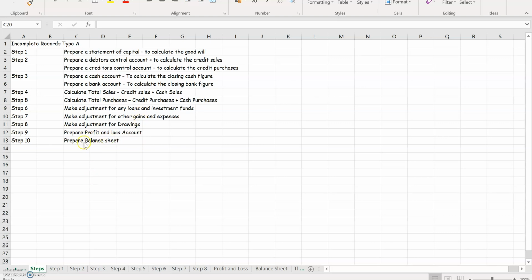Okay, so we're halfway through the steps now. So let's look at step 6. Make any adjustment for any loans and investment funds.